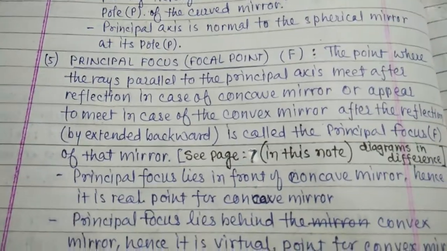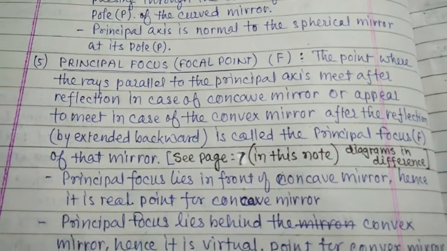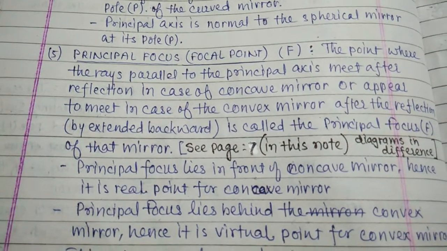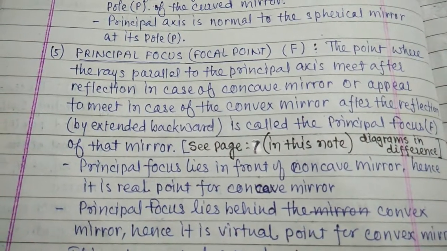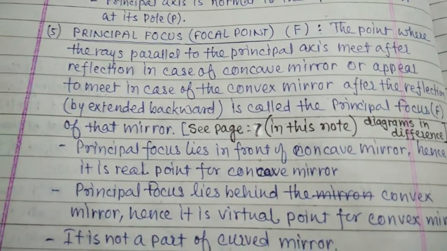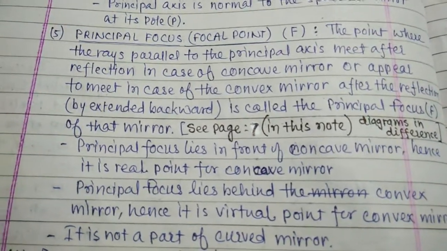Now principal focal point. The point where the rays parallel to the principal axis meet after reflection in case of a concave mirror, or appear to meet in case of a convex mirror after the reflection when extended backward, is called the principal focus.